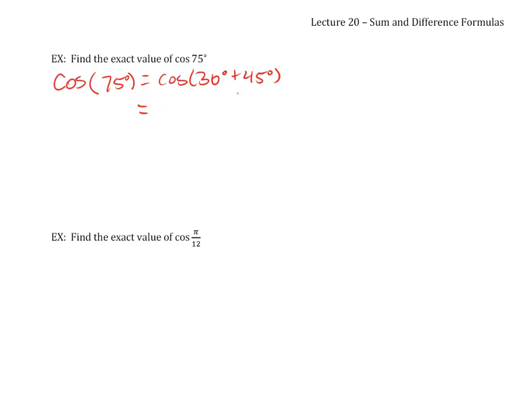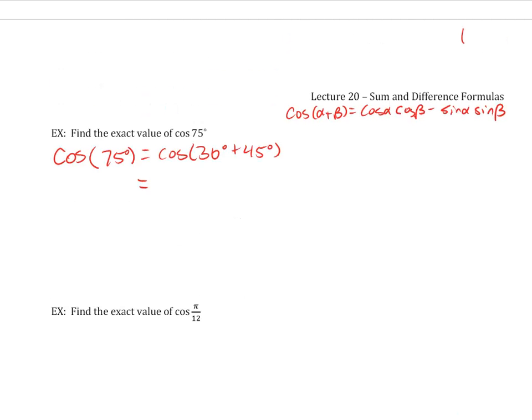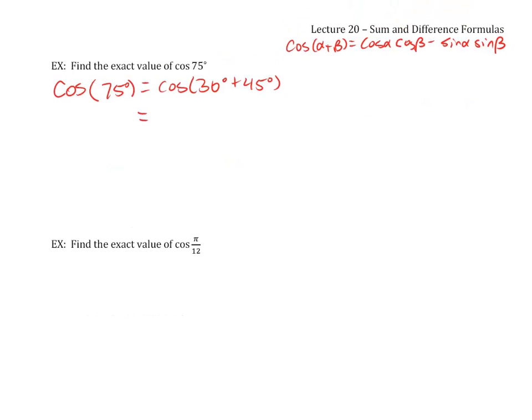And now using the sum formula, which says cosine of alpha plus beta is cosine alpha cosine beta minus sine alpha sine beta. So that's going to be, sorry about that, that's going to be cosine of 30, because that's my alpha, cosine of 45 minus sine of 30 sine of 45.